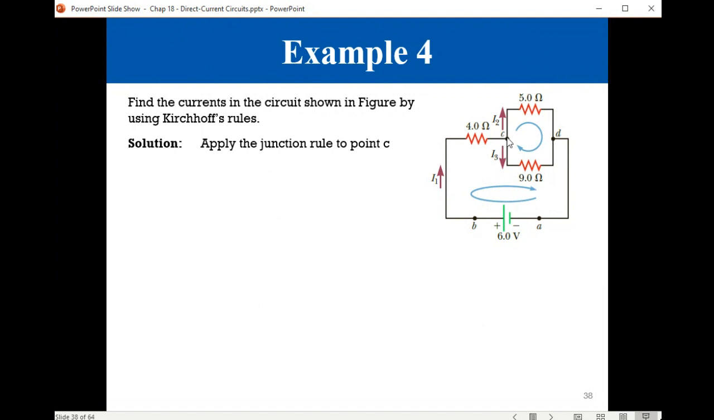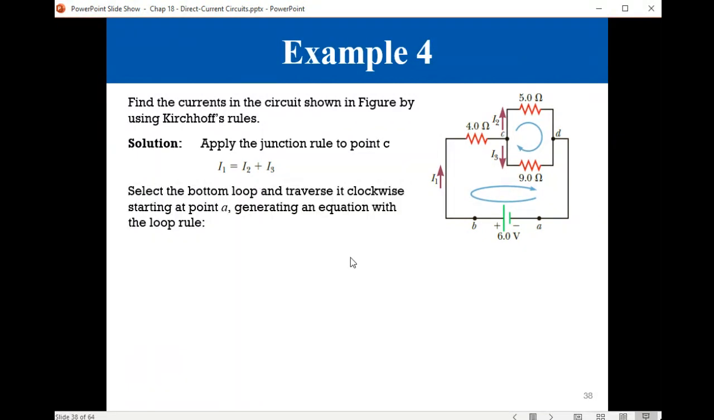At the junction C here, when we apply the junction rule, I1 is coming to the junction, so it is positive. I2 and I3 are going out of the junction, so they are negative. So you have I1 minus I2 minus I3 equals 0, or I1 is equal to I2 plus I3.